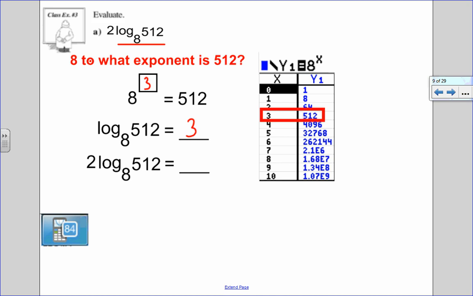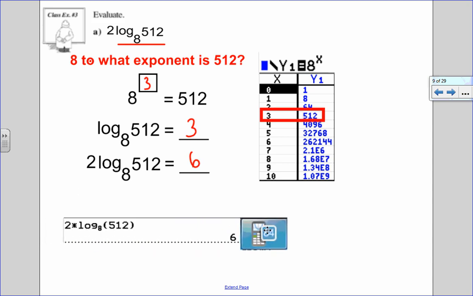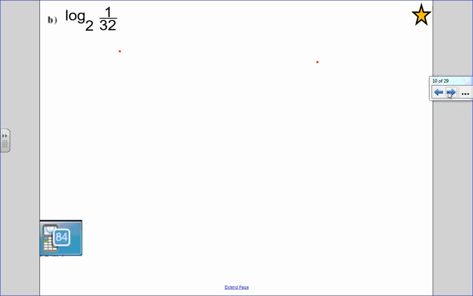So then I just do 2 times that log. So I know that the log is 3. So this is really 2 times 3, which is 6. And then I can check that on my calculator. 2 times log base 8 of 512 is equal to 6. Okay, let's try another one.